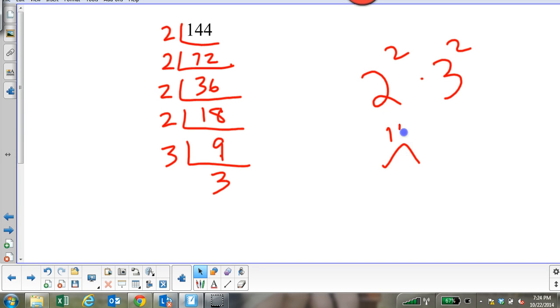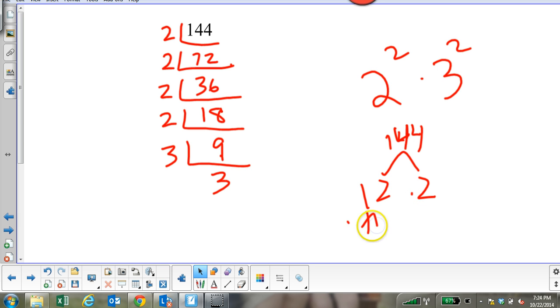Whereas if we start with 144 and we break it into the two numbers that are closest to the middle, 12 times 12, all right, then real quickly we can do 4 times 3, 4 times 3, and then the 4's become 2 times 2. And so we see 2 2's, a 3, 2 2's, and a 3. All right, we'll get the same factorization.